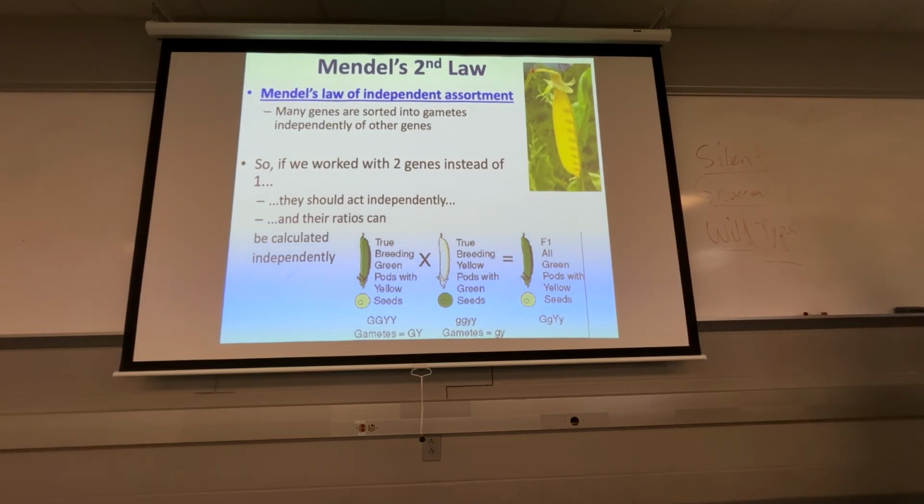Now, you could follow 2, 10, 20, 50, 60. That would be really hard, right? So we're just going to follow 2 of those 7 characters. Instead of following 1, we're going to follow 2. And so we're going to call it a dihybrid cross.